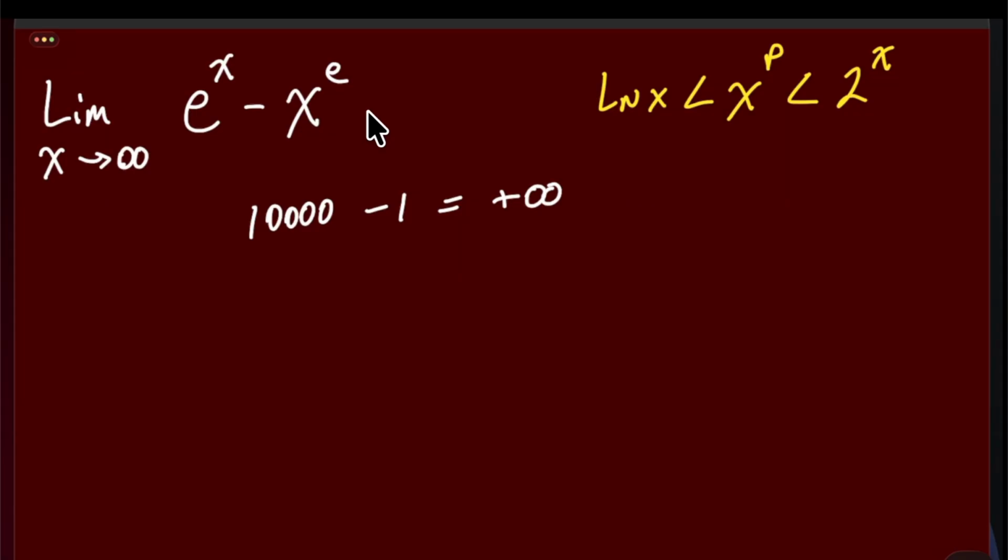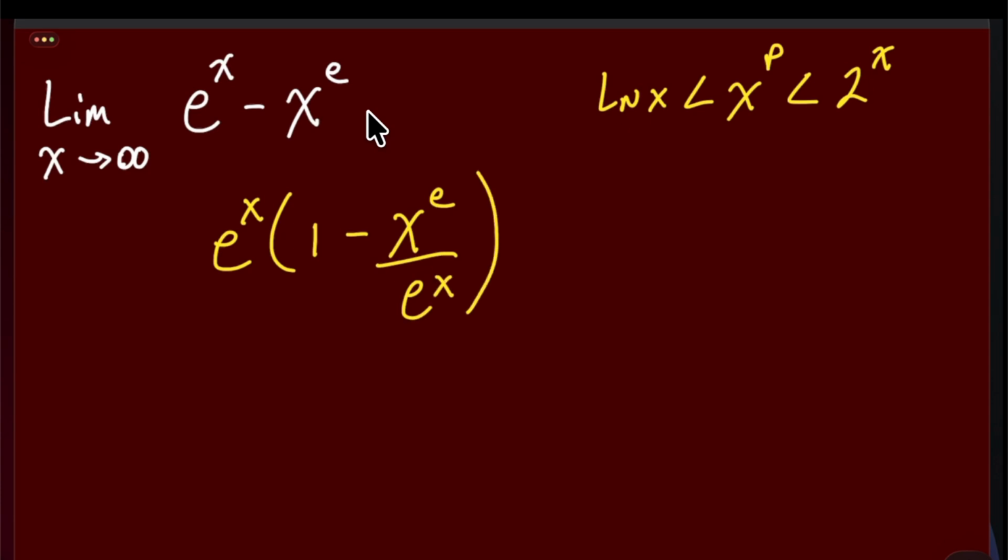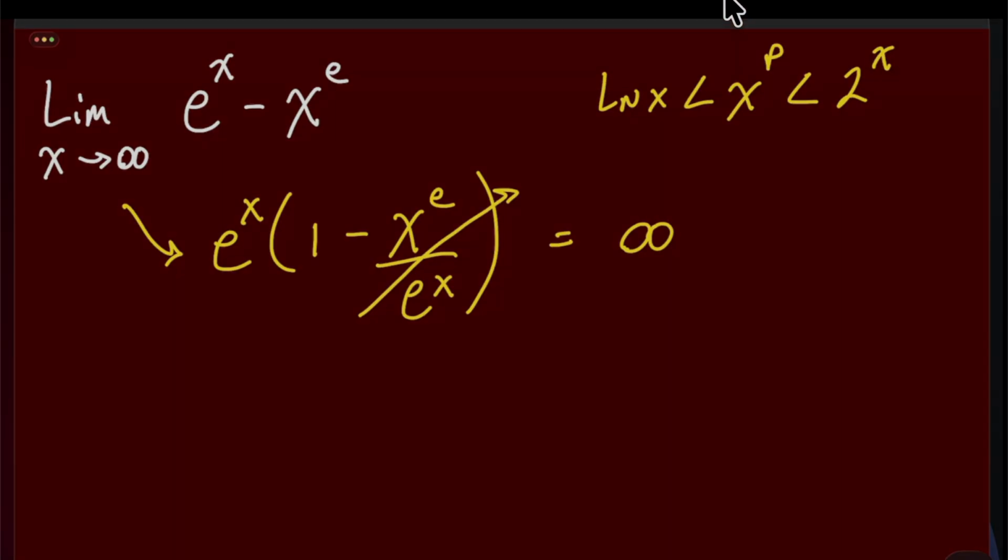But again, if you're not comfortable using intuition in an infinity minus infinity situation, let's pull out the dominant of these two terms, and that would be e to the x. That's going to leave us with the following inside the parentheses. Here, clearly, e to the x, which is in this position, is going to be faster than x to the e, which is in this position. If the denominator is going really, really fast, larger number, that's going to go to 0. We're going to have e to the x. And the limit as x approaches infinity of e to the x is positive infinity.